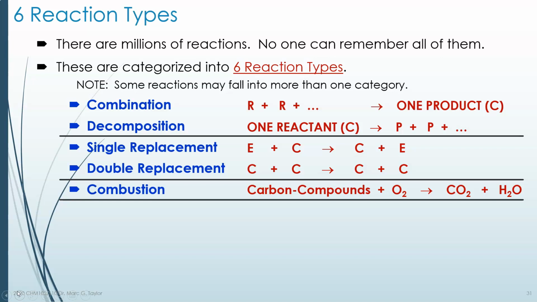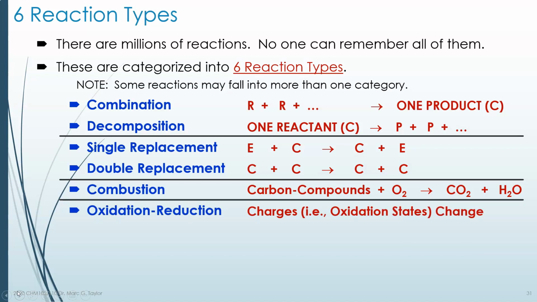Now I'll tell you, there are some chemical reactions that also produce carbon dioxide and water that are not combustion reactions. So you must look for the carbon-containing compound reacting with oxygen as your tip-off that this is a combustion reaction. And the 6th reaction is called oxidation reduction.